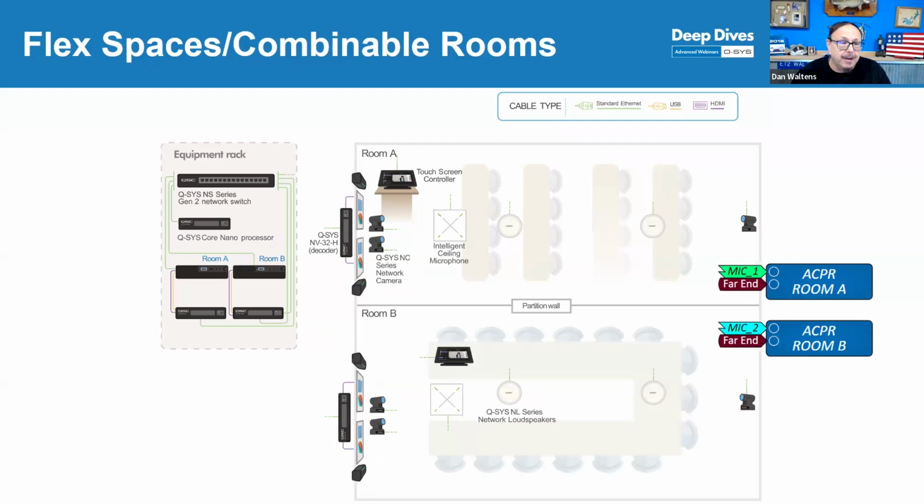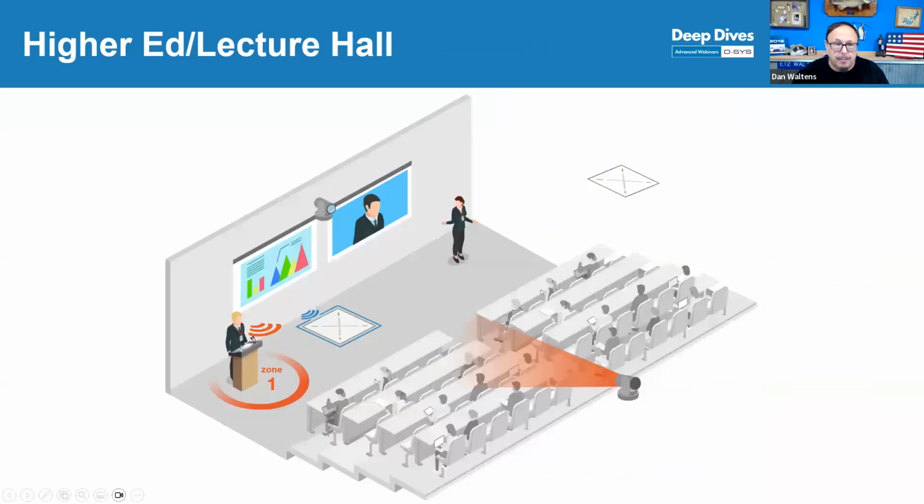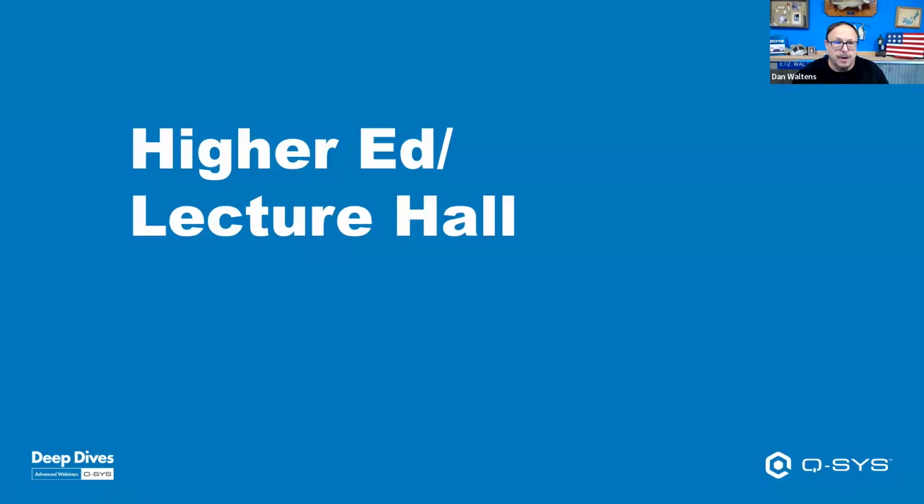Let's look at the combined divide space just in general, right? So maybe we have a switch, we've got a processor, we have a computer for room A and a computer for room B. The computer's set up for soft conferencing through the Q-SYS NV series down here. And then we've got a touch screen in each room, and we have an ACPR plugin for room A and an ACPR plugin for room B. Did I go too far?